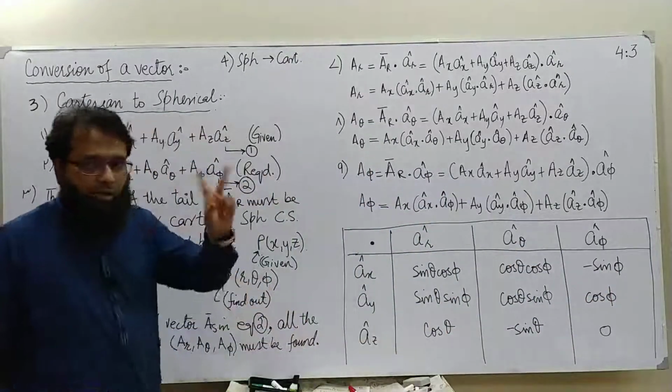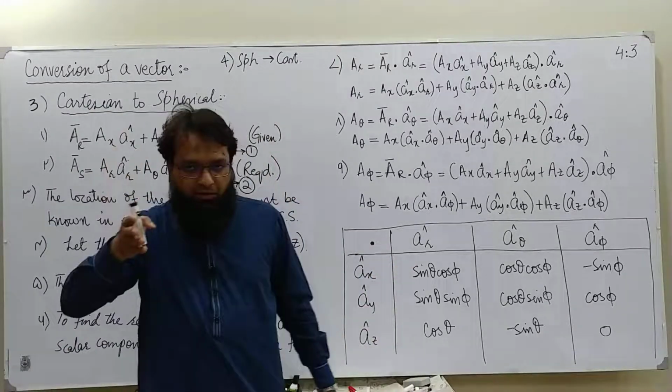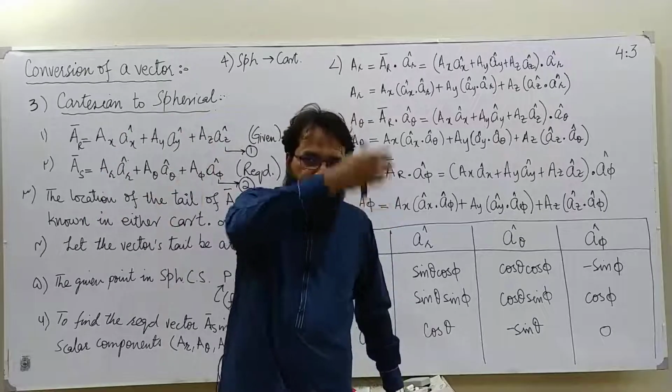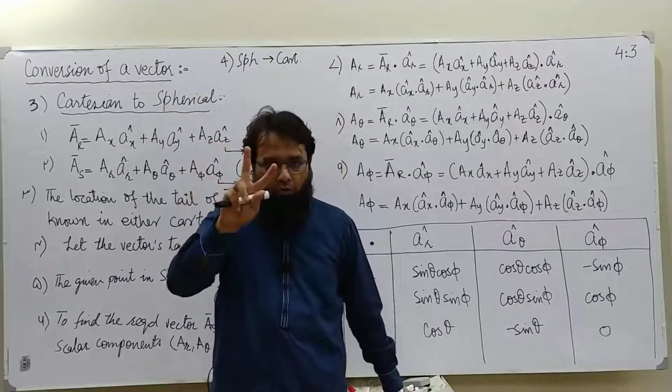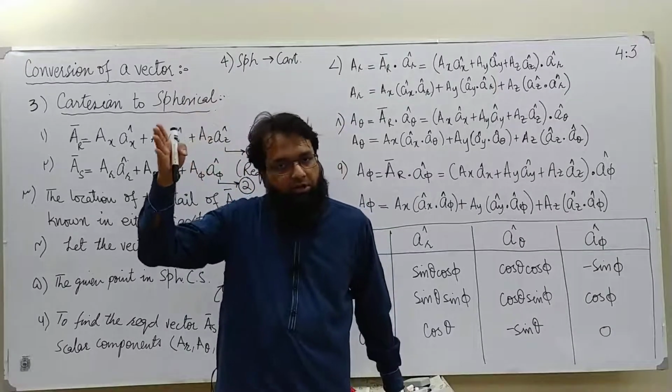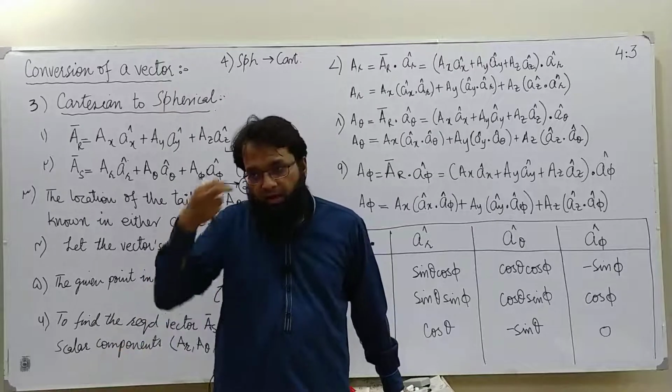So in total there are two tables. This table is for vector conversion from Cartesian to spherical and spherical to Cartesian, and the previous table was for two cases, that is vector conversion from Cartesian to cylindrical and cylindrical to Cartesian.